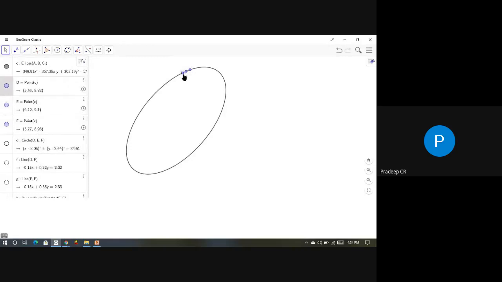Now, what one can do is draw a circle. You know from your class 12, if you give me 3 points on the circumference of a circle, I can find the equation of the circle.